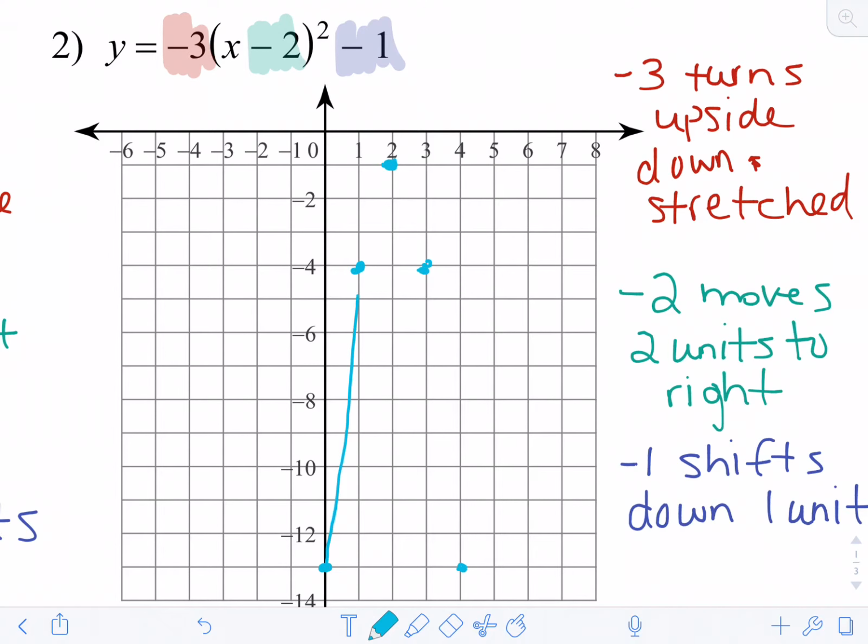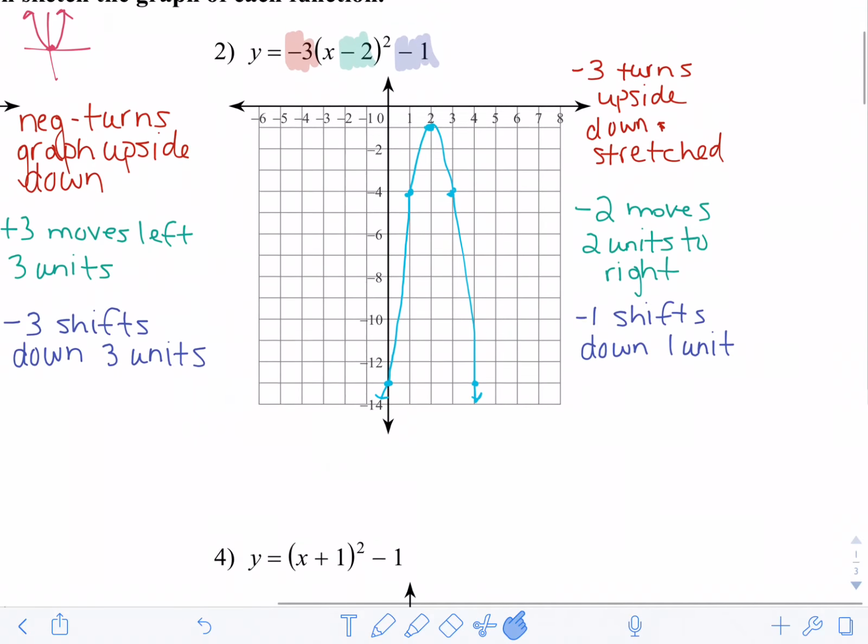A really good thing to do is go back into y equals and in y2 type in x squared. If you look at your graph, you can compare the two graphs just to make sure you are correct. What we did here is turn the graph upside down and it was stretched, which you can tell because it looks a little bit skinnier. We went 2 units to the right and then 1 unit down. That's a really good way to compare the two using your calculator.